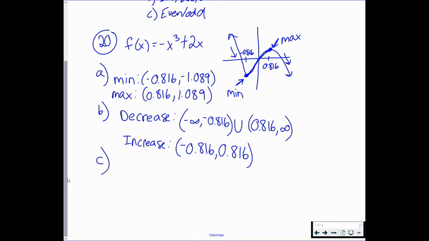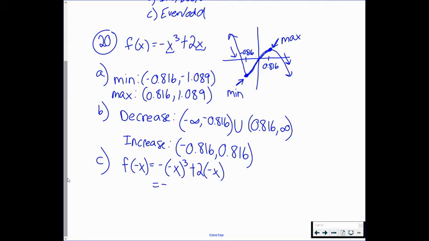Now let's talk about even and odd. To find if it's even or odd, I'm going to take f of negative x and plug in a negative in place of both of my x's. Negative, and then in place of x, put negative x cubed. And in place of x, we're going to put negative x and simplify this.